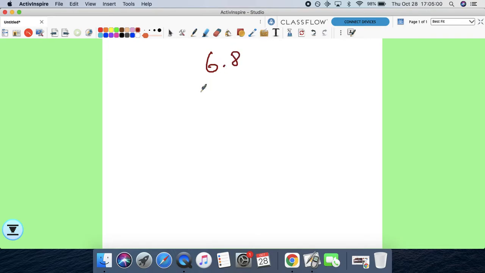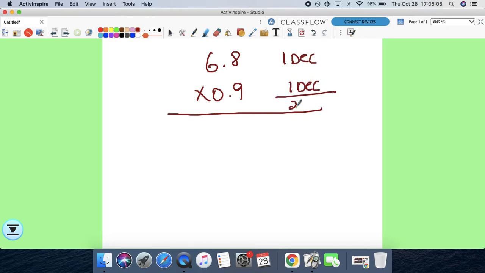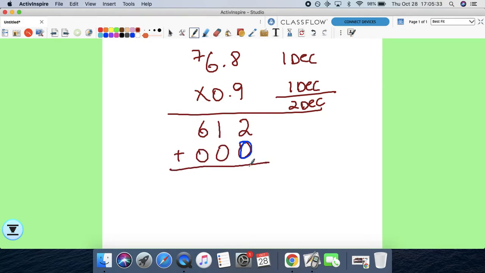15. 6.8 times 0.9. 1 decimal place. 1 decimal place. So the total is 2 decimal places. So our answer is going to have 2 decimal places. Let's multiply. 9 times 8 is 72. Carry 7. 9 times 6 is 54. Plus 7 is 61. And if you want, we don't have to, but I'll just do it anyway. So we add a 0 first, right? And then if you want to do the zeros, you can. 0 times 8 is 0. 0 times 6 is 0. You don't really have to do it. 2, 1, 6. How many decimal places? 2, right? So it's going to be 1, 2, and right here.